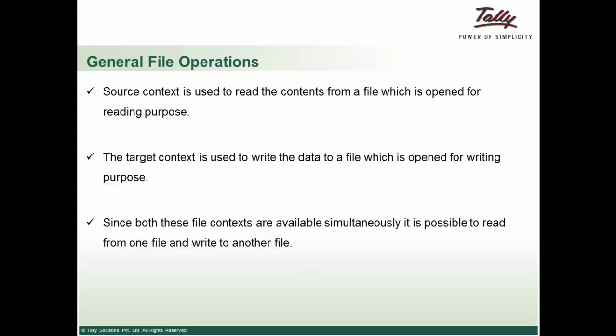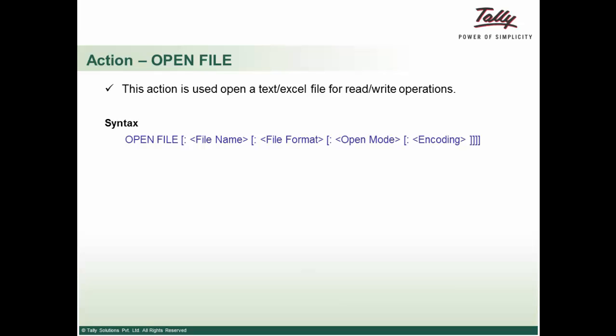So the general operations that we will have: the source context is used to read the content from a file which is open for reading purpose. Target is the file in which we will write the data, which has to be open, and both the files, read and write files, can be open together. Open file: file name, file format, open mode and encoding.